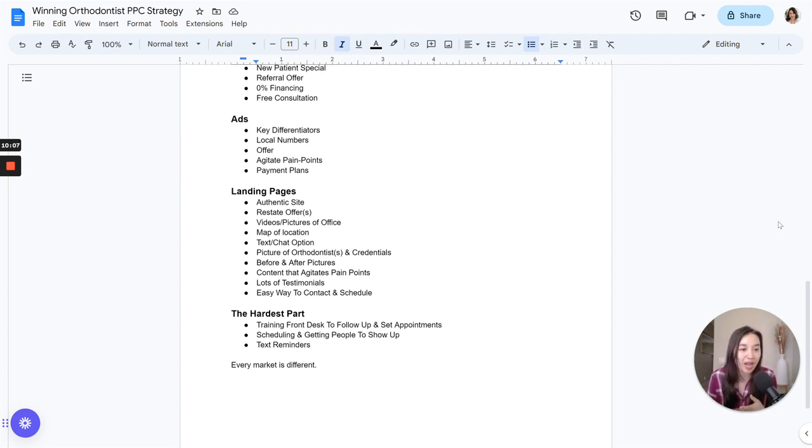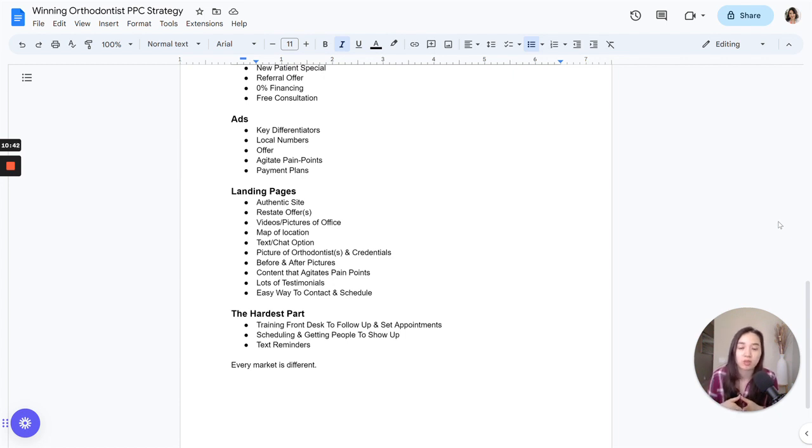Another thing with your ads, make sure that you have local phone numbers, not a 1-800 number, not an area code that is uncommon to that area. You really need to make sure that these phone numbers that people are seeing are local. So then they have this idea that you are local to them, which you are. But I have seen many occasions where local dentists and orthodontists will use a 1-800 number, and that's kind of a turnoff.